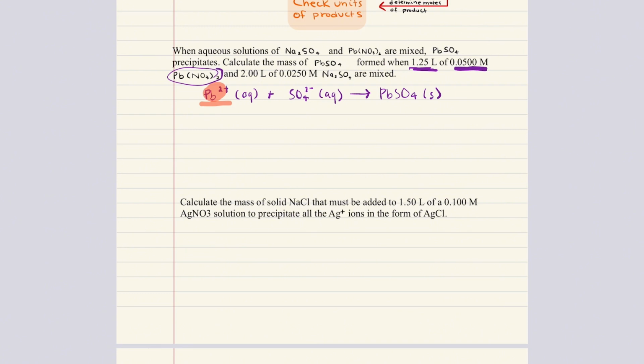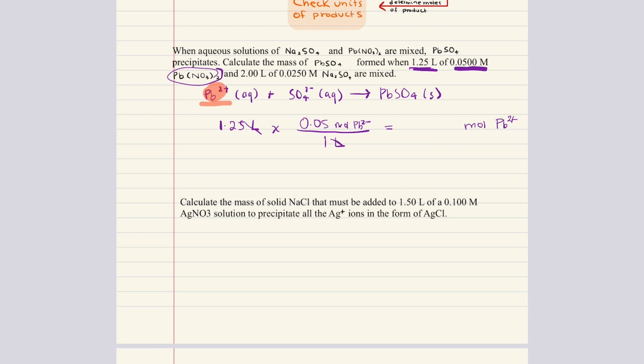So we write 1.25 liters. All right, we multiply this by the concentration, the molarity, which is 0.05 molarity, which is moles of lead ions per 1 liter. Liters cancel out. We're going to get our final answer in moles of lead.